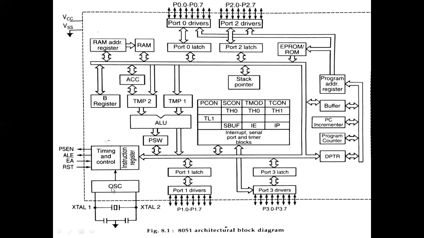Next one we can see is OSC. OSC means oscillator. It is a crystal oscillator and it is used in the microcontroller for providing clock signals. Each machine cycle in the 8051 microcontroller is 12 clock cycles. This oscillator circuit generates the clock pulses so that all the internal operations are synchronized.